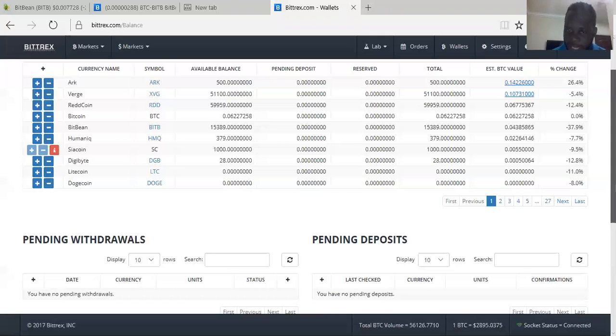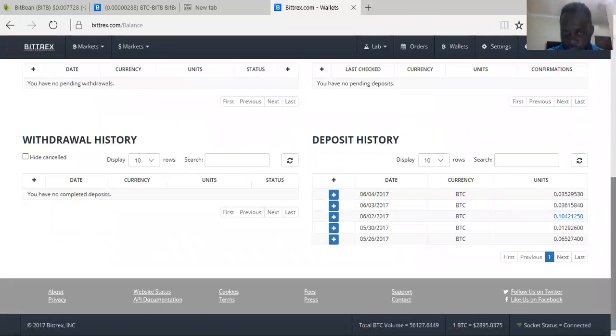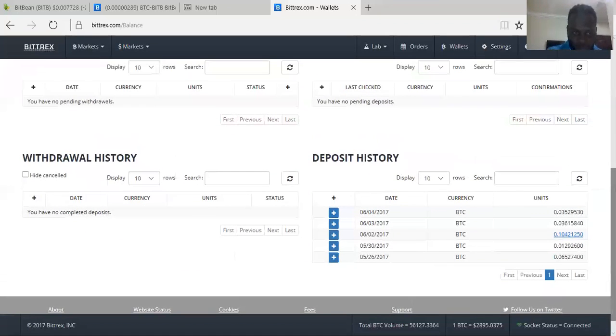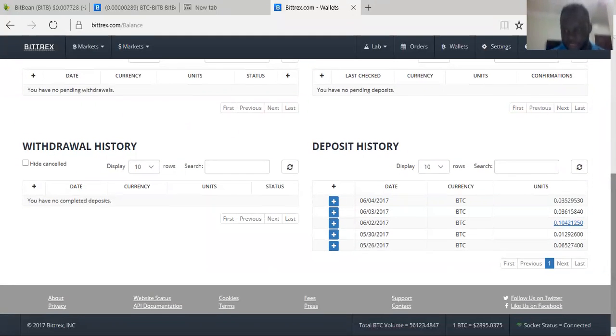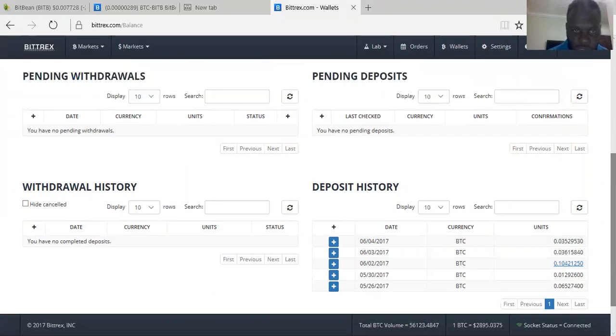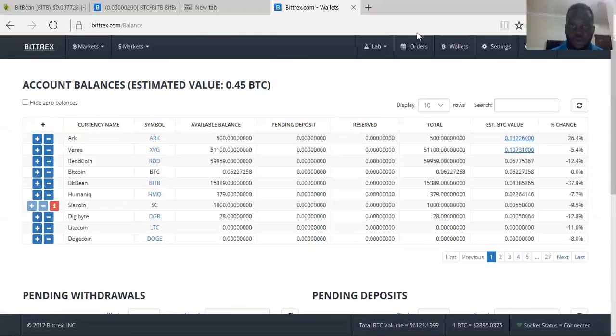Once you do that, the next thing you will see here is your deposit history. It will show you your deposit. You can see I've not even done any withdrawal from this. This is a new account for me. And that's how you see your deposit. If it is going through confirmation, you see a pending deposit here. And that is it.